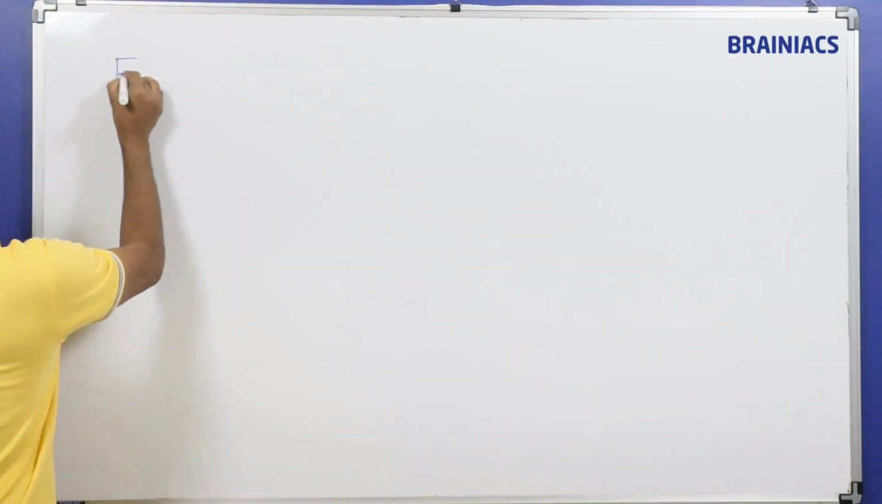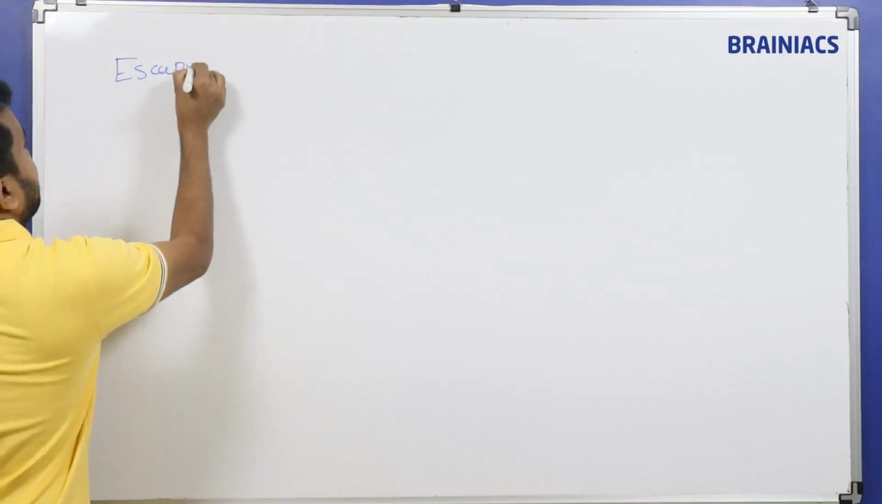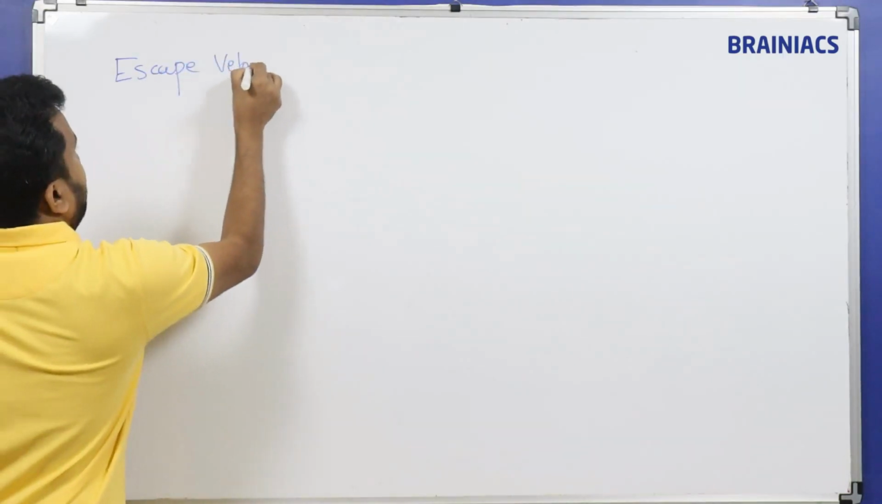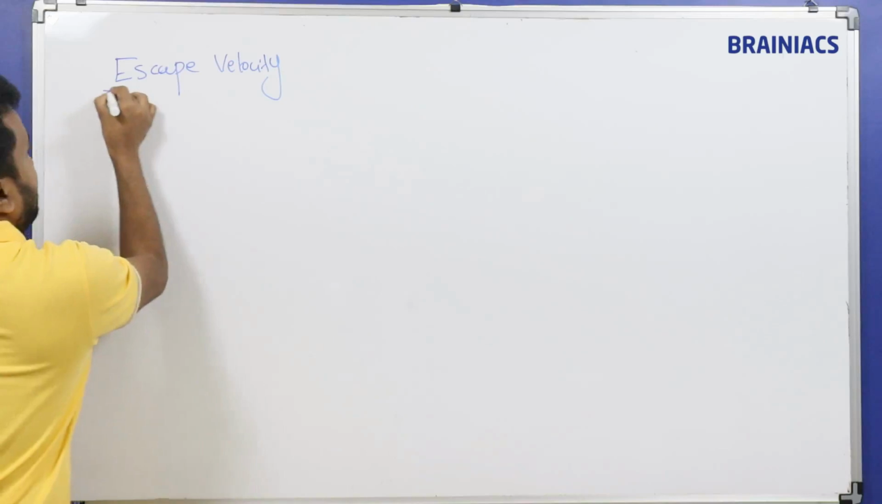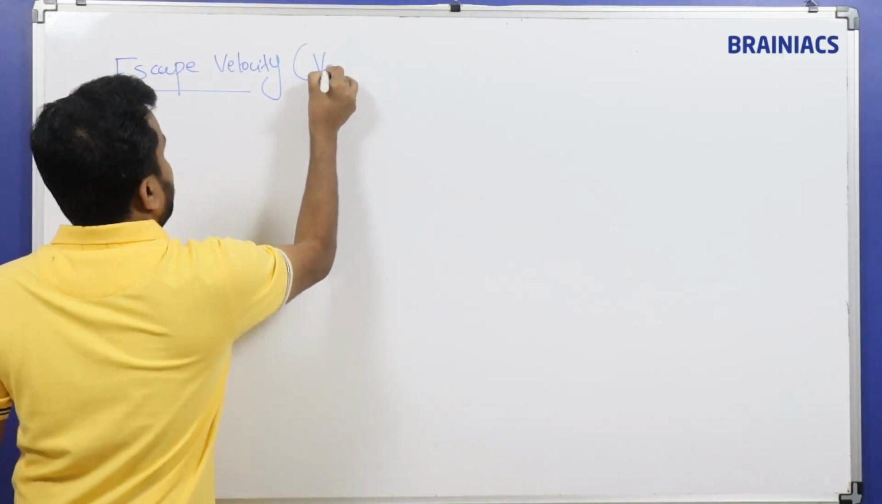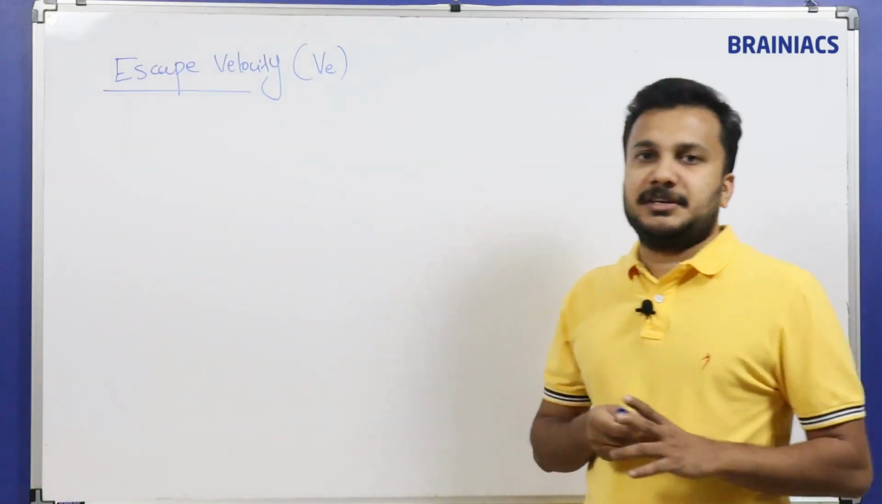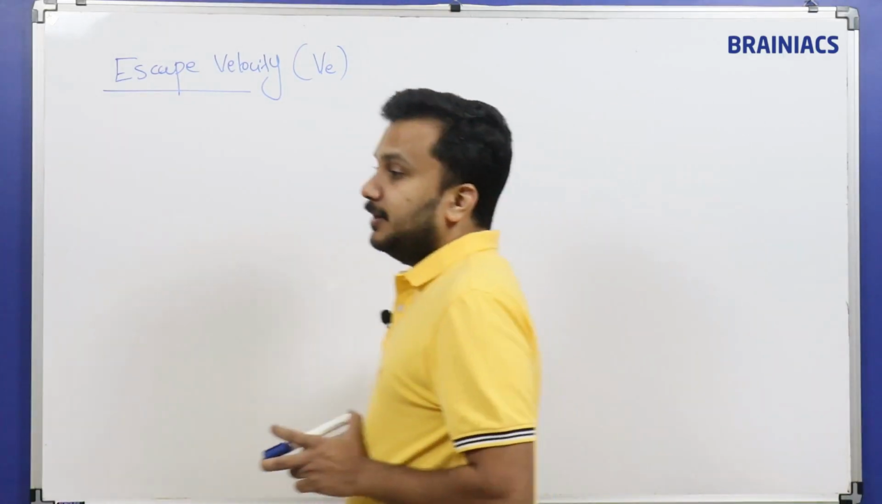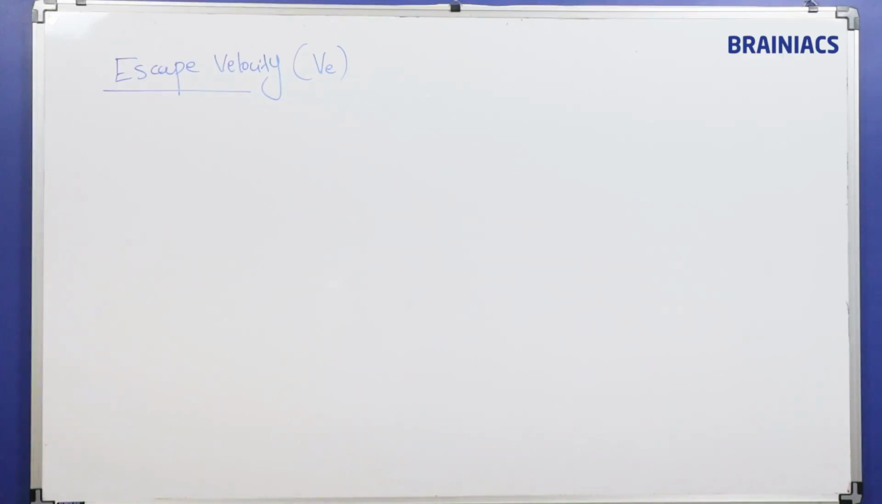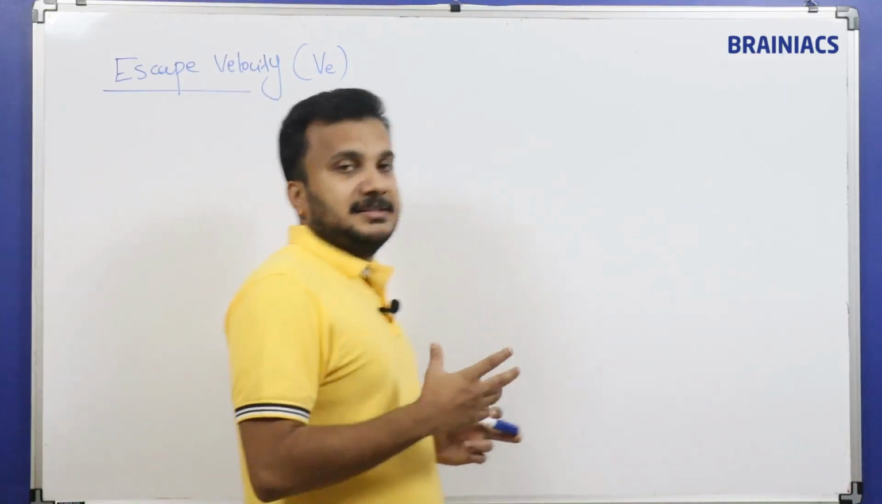Write the heading: escape velocity. Escape velocity is represented using V suffix e. Different books use different notation; I have taken it from the NCERT textbook as the standardized book. Escape velocity, V_e. What is basically called escape velocity?